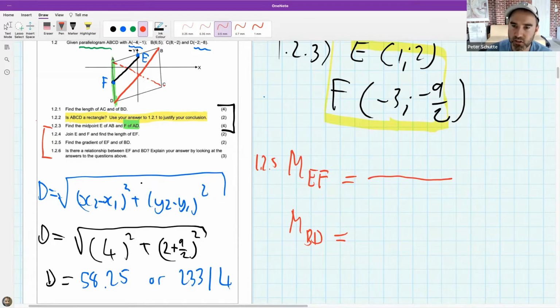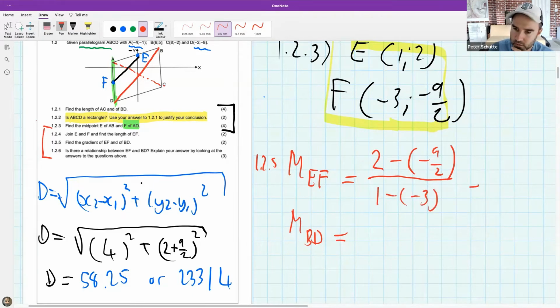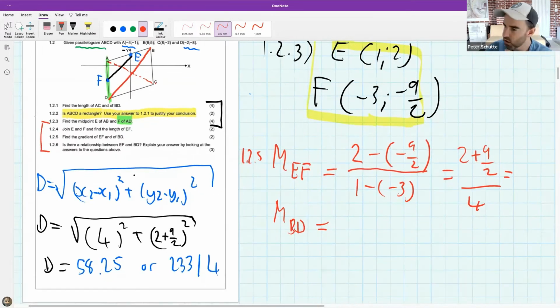So the gradient of EF, remember the formula for gradient is just change in y over change in x. So what I'm doing is I'm going to say 2 minus 9/2, which is that, change in y, and then 1 minus -3. And that should give me 2 plus 9/2, and that would be 4. And after all that, we should get as the gradient 13/8.